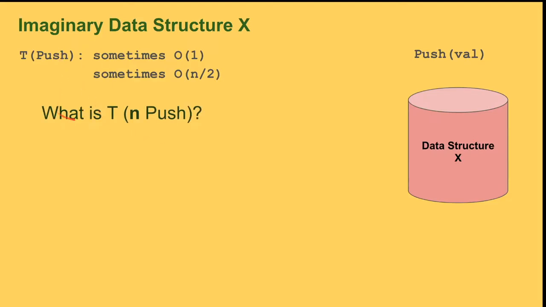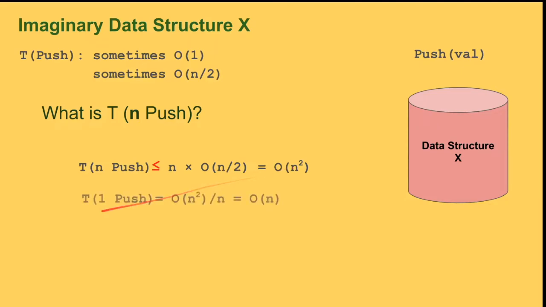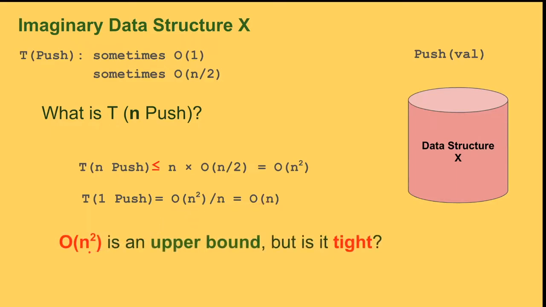So if I give you this and I ask you what is the runtime of N pushes, you can say, okay, I can write N pushes as N times, and be pessimistic and use the worst case scenario, which is N over 2. Therefore, T of N pushes is equal to N multiplied by N over 2, which is O of N squared. We can say based on this, runtime of one push is O of N squared over N, which is O of N. Now, I can say O of N squared is an upper bound for T of N pushes.